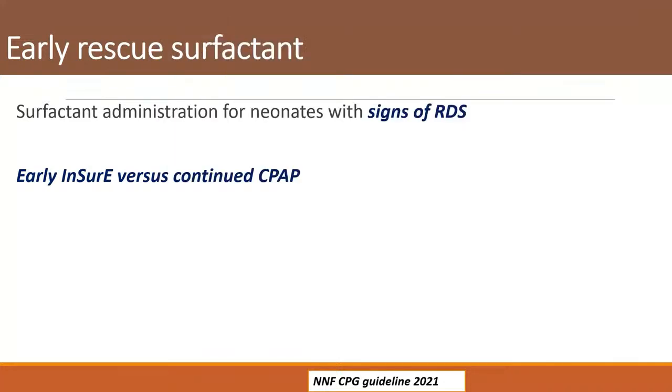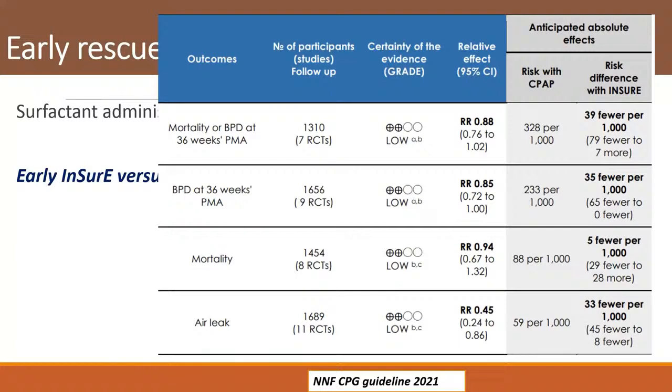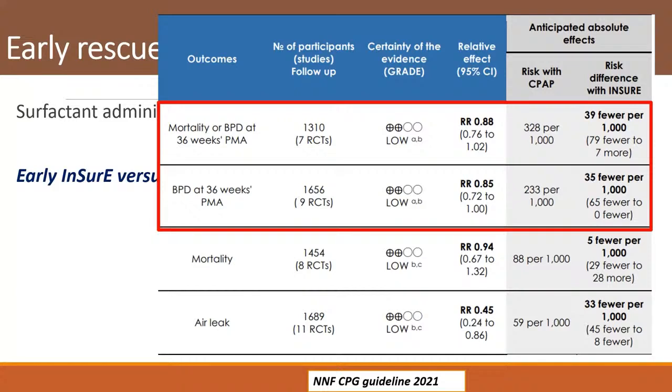An approach of early INSURE, which is intubation, surfactant, and extubate, when compared to just continuation of CPAP, has been found to result in a trend towards a reduction in the combined outcome of mortality or bronchopulmonary dysplasia at 36 weeks of post-conceptional age, as we can see in this meta-analysis that was included in the NNF CPG guidelines, including 7 randomized controlled trials with 1,310 neonates, with a relative risk of 0.88, although the 95% confidence intervals are just crossing 1, with a tendency towards fewer neonates developing bronchopulmonary dysplasia at 36 weeks or death with the use of early rescue surfactant administration using the INSURE strategy, which is intubation, surfactant, and extubate.